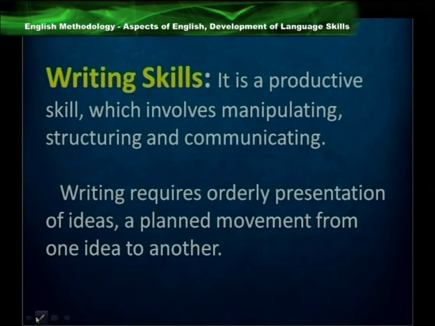Writing skill. First we had the listening skill, speaking skill, reading and the writing skill. The listening and reading skills are the passive, receptive skills, whereas the speaking and writing skills are called the productive or active skills. The writing skill is also a productive skill, which involves manipulating, structuring and communicating. Whatever you learn, listen to, want to speak and read in different types of books, you are going to write in the form of essays or sentences, or in the form of words.